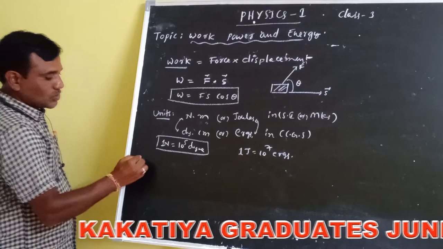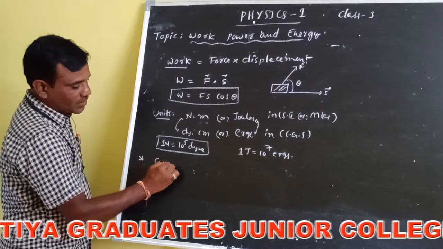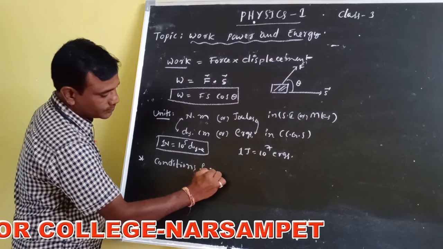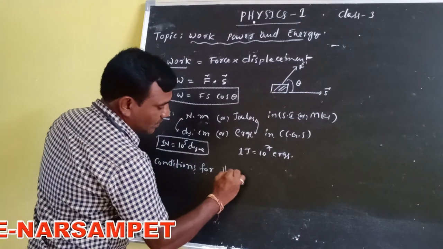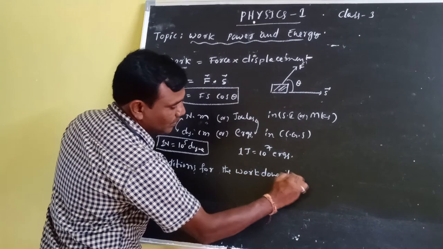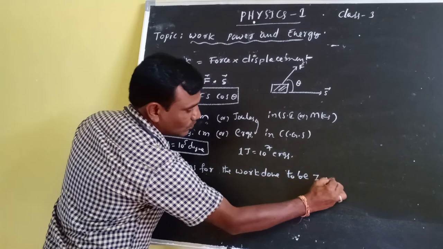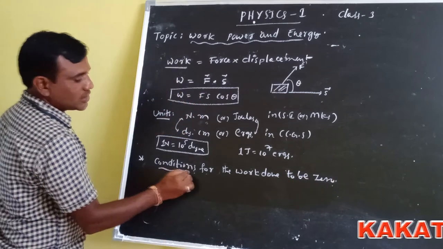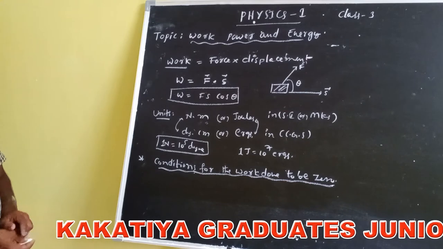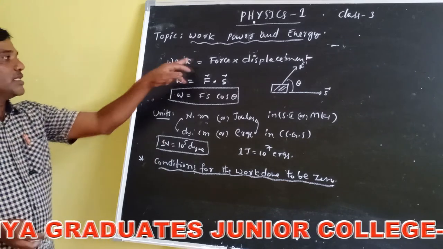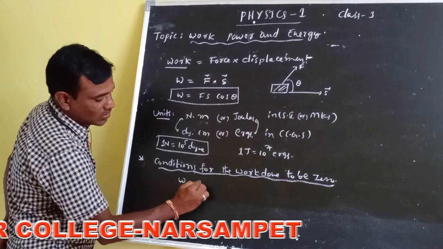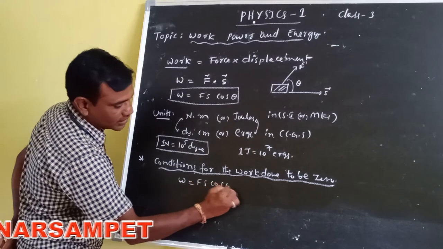Now, next is the most important: conditions for the work done to be zero. The work done to be zero is an important topic. But you know the work done definition, what is the formula there? Work is equal to force into displacement. Simply, you can write W is equal to Fs cos theta.